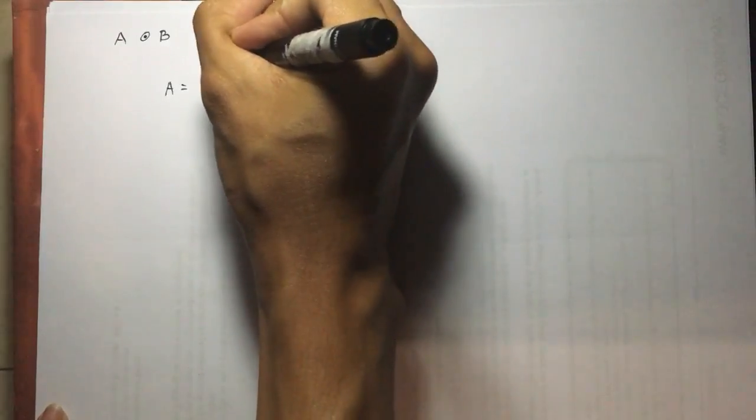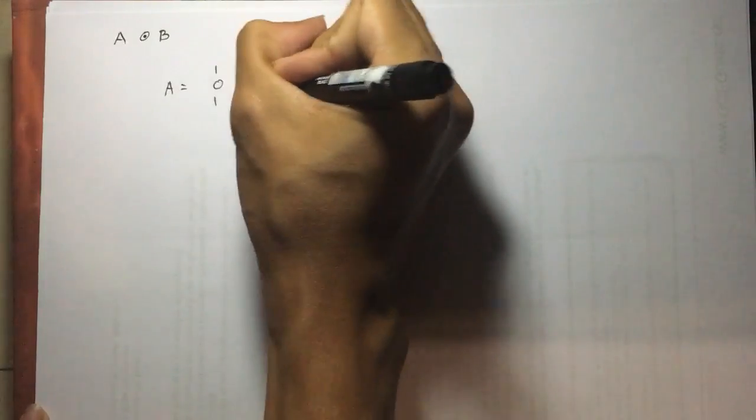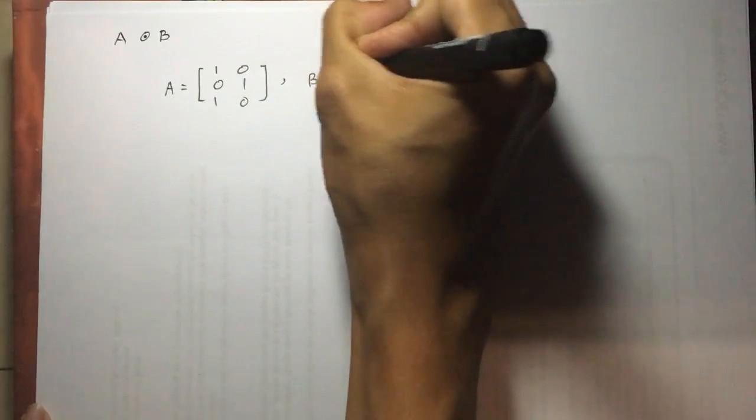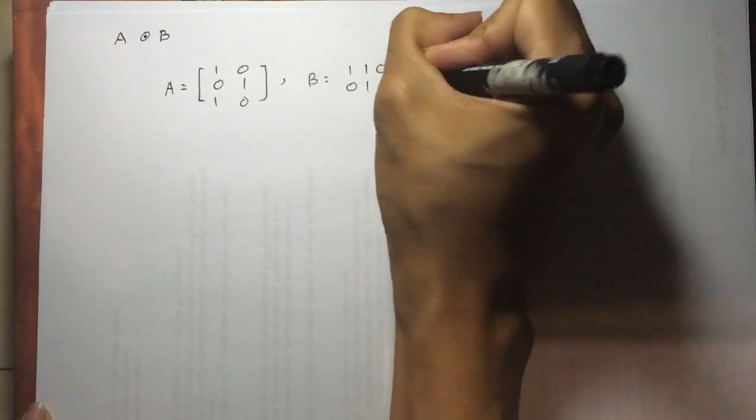We find the Boolean product of A and B where A is equal to 1, 0, 0, 1, 1, 0, and B is 1, 1, 0, 0, 1, 1. The solution will be the same as multiplying the matrices.